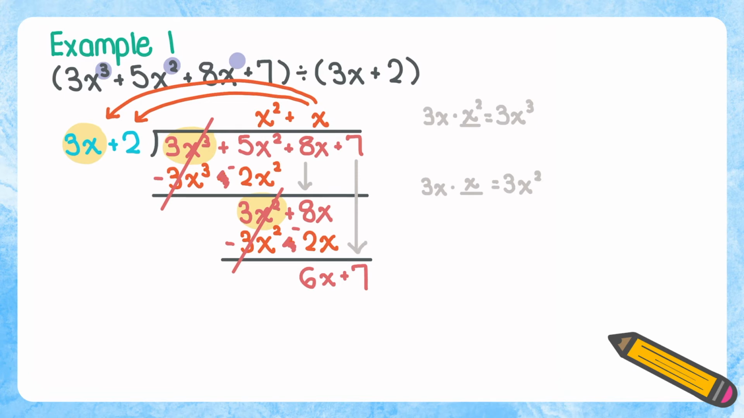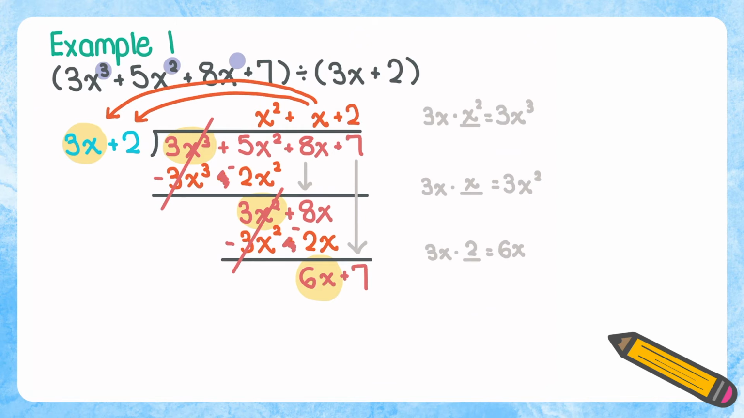So let's focus on the first terms again. So still the 3x. And now let's take a look at the 6x. So 3x times what would equal 6x? What goes in the blank? 2. So I'm going to write 2 up here. So plus 2 as a part of the quotient.